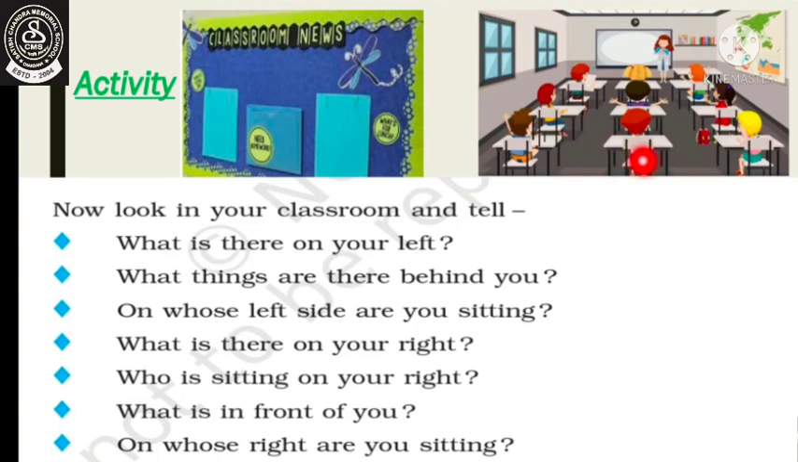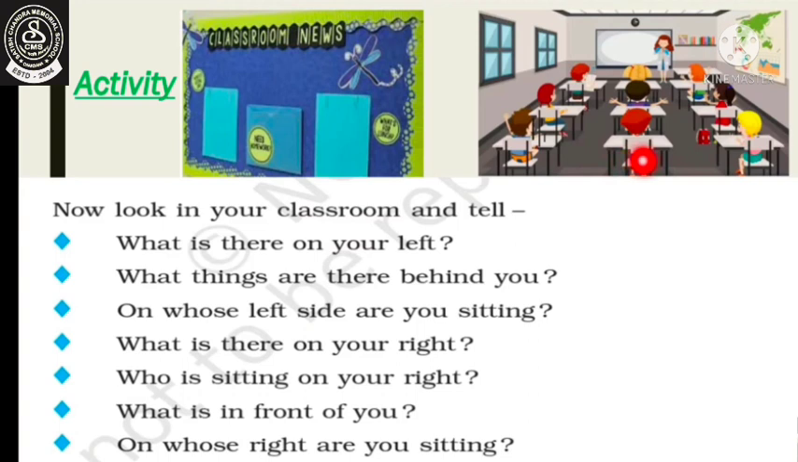So let's see. In the first picture, what is there on your left? Suppose you are sitting in the middle row of the class. So what is there on your left hand side? The windows are there. Correct? On your left hand side, the windows are there. Then what things are there behind you? Either the wall will be behind you or your classmates are sitting behind you, right? So accordingly you have to answer.